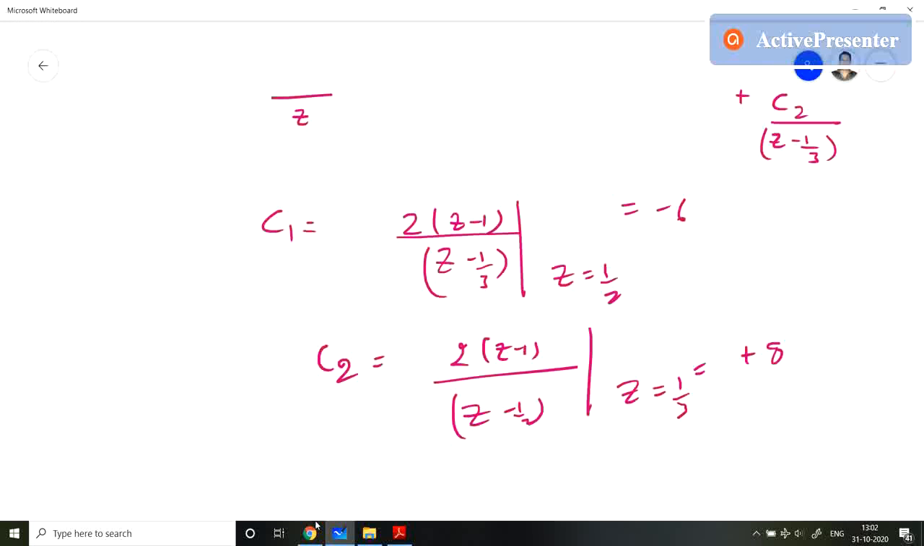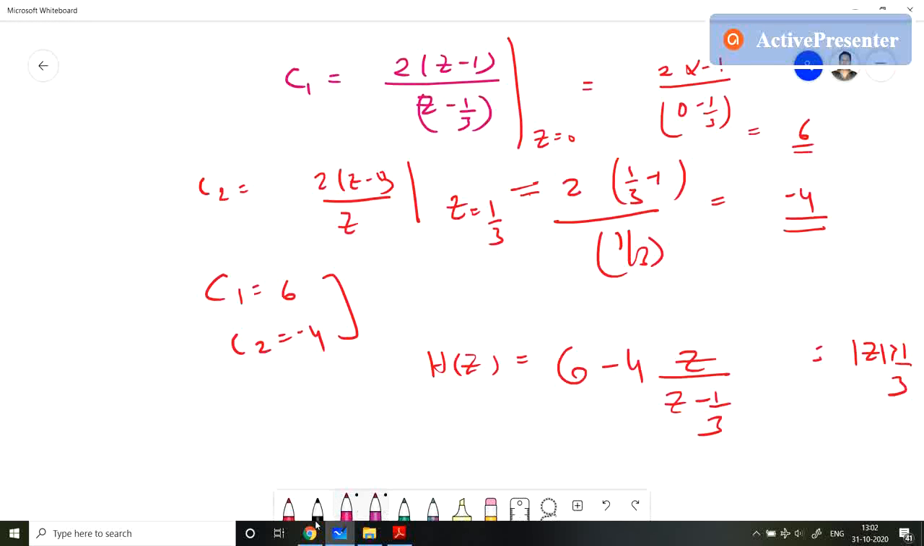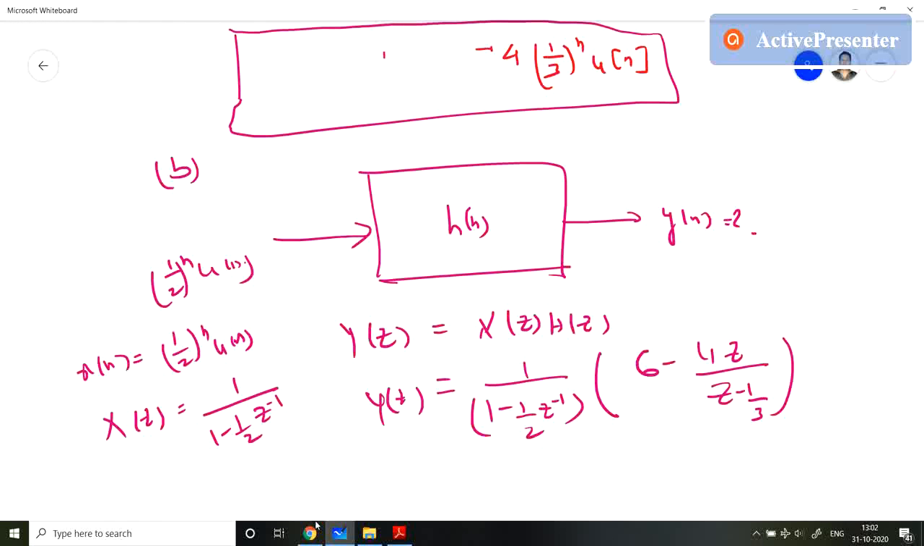So in our problem, in the first case we found the value of H(z), and in the second case we have used that H(z). In the first case we found h(n), and then in the second case the new input is (1/2)^n u(n), and we need to find the output y(n), so that Y(z) is equal to X(z) into H(z).